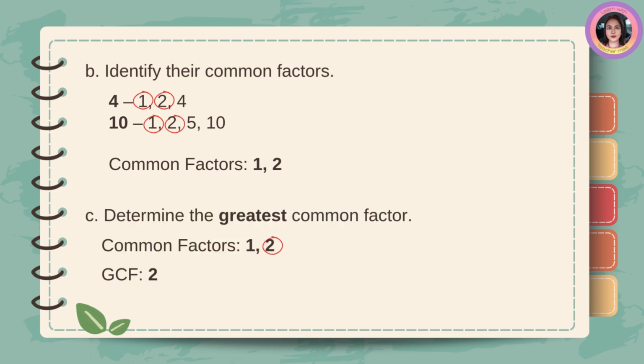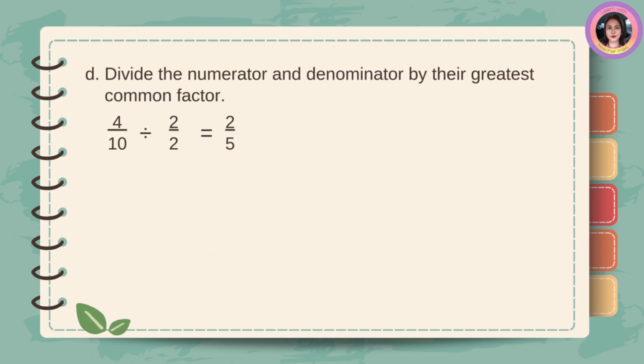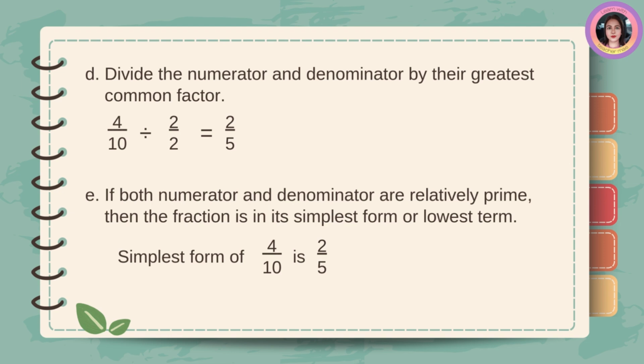Determine the greatest common factor. The common factors are 1 and 2. The greatest common factor is 2. Divide the numerator and denominator by their greatest common factor. 4/10 divided by 2. 4 divided by 2 is 2. 10 divided by 2 is 5. The answer is 2/5. If both numerator and denominator are relatively prime, then the fraction is in its simplest form or lowest term. The simplest form of 4/10 is 2/5.